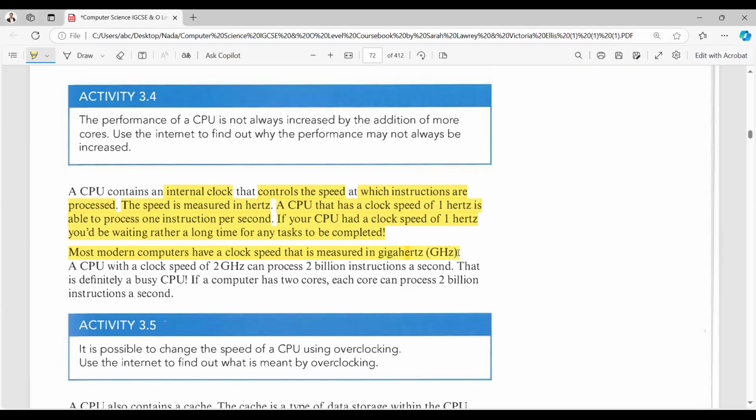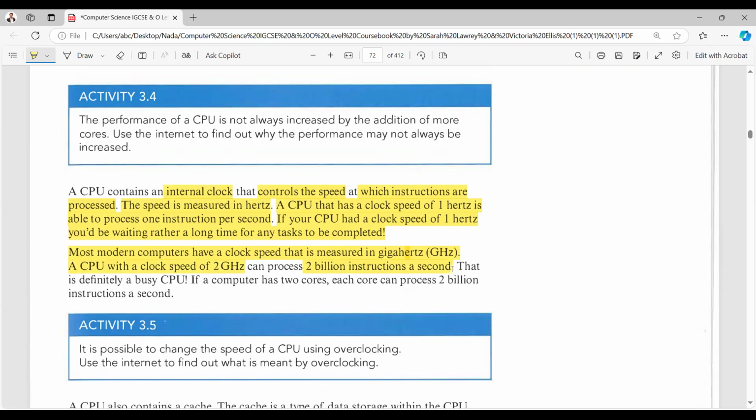So it's basically like byte, kilobyte, megabyte, gigabyte. The smallest unit is hertz, and the higher unit is gigahertz. So a CPU with a clock speed of 2 gigahertz can process up to 2 billion instructions per second. That is definitely a very fast computer system that can perform 2 billion instructions per second as well, right?